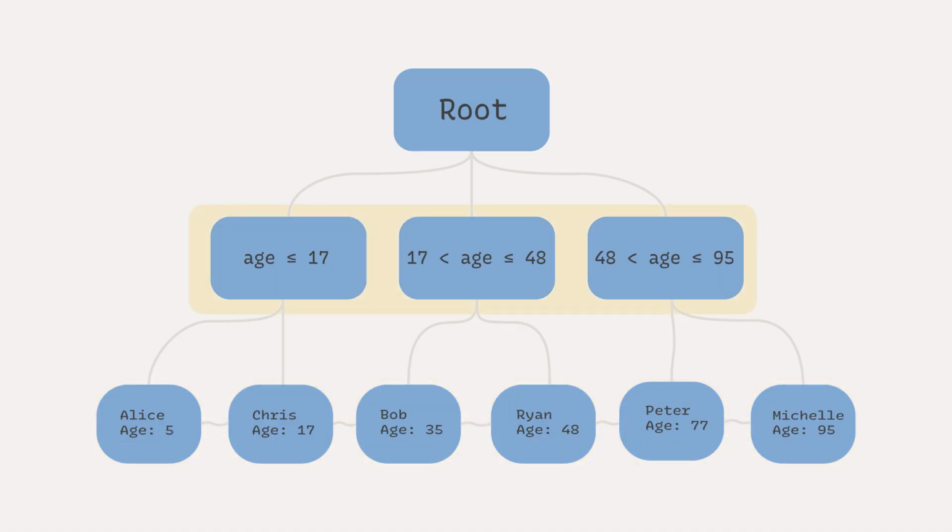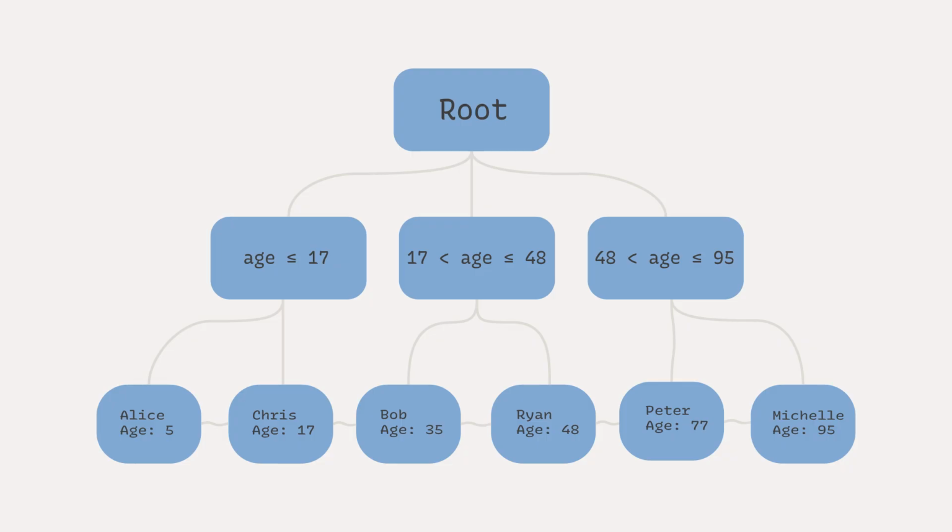Each non-leaf node represents the value range covered by its child nodes. In practice, it only stores the upper bounds of those ranges. The lower bound is implied by the upper bound of the previous sibling. For example, this node tells us that its subtree only contains people whose ages fall between 17 and 48, with 17 being exclusive. So, how does this setup make range queries fast?